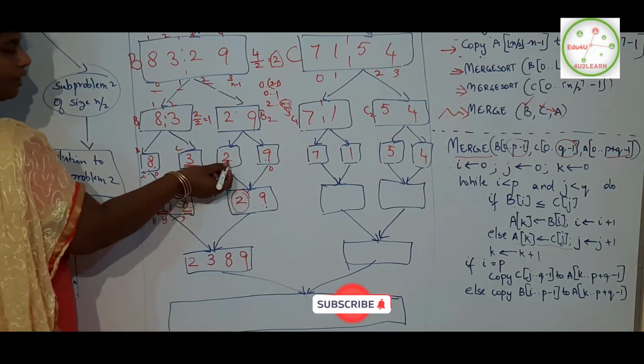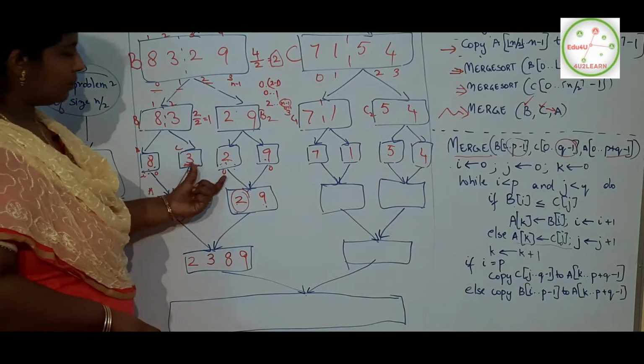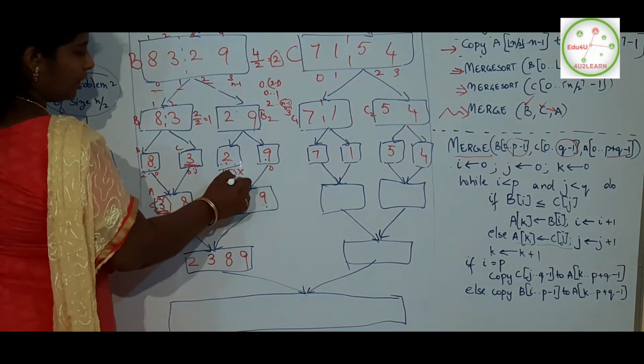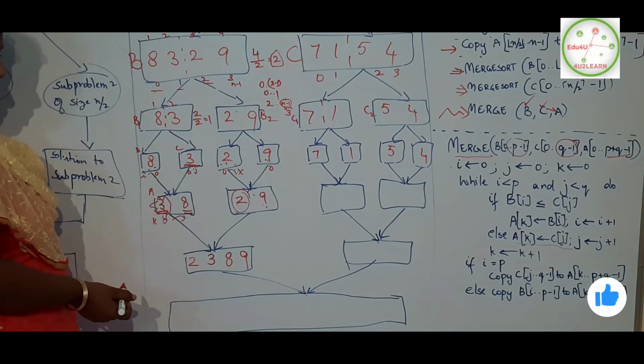So here similarly, comparing these two, we find 2 is going to be smaller. So we add it, and this doesn't have any other element further, and all the elements in C are being added here.